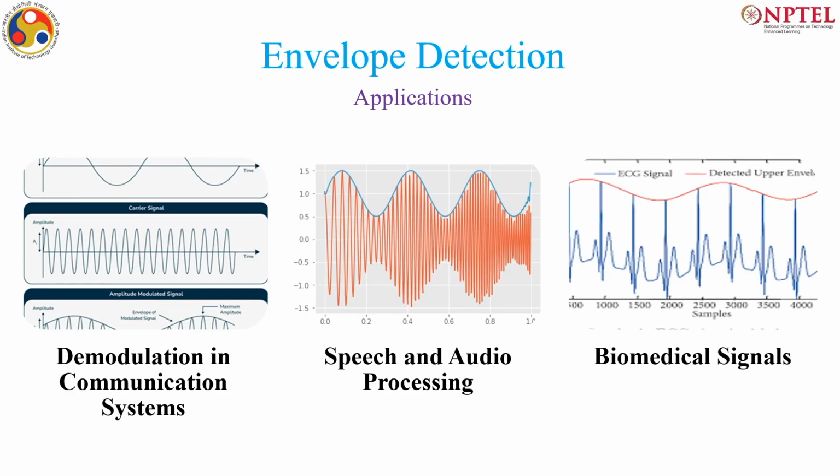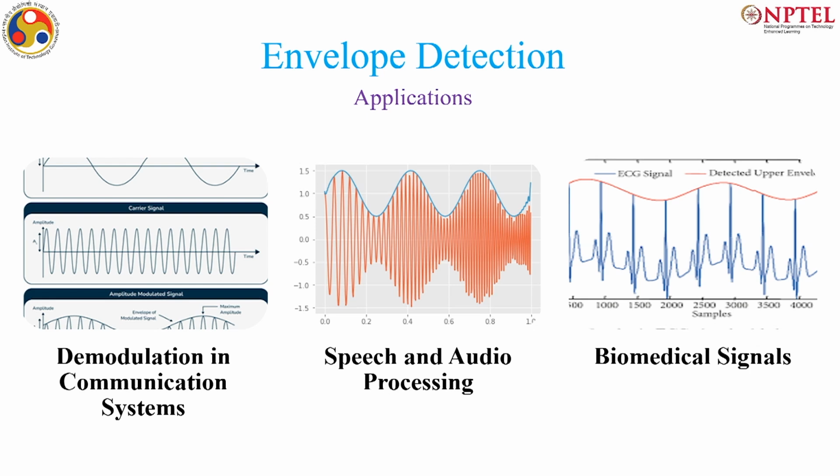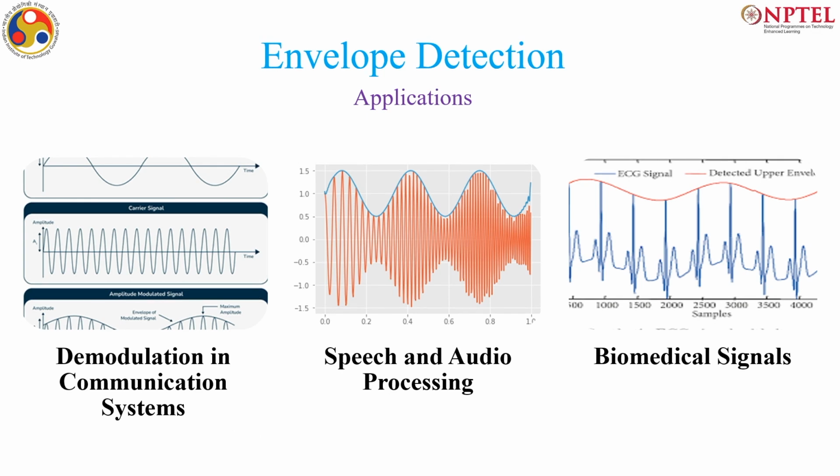In speech and audio processing, the envelope can give a lot of information about the speech signal with respect to the pitch of the signal or some prosodic features of the speech. In biomedical signals also, envelope detection plays a vital role in many applications, like removal of the baseline drift or baseline wander in biomedical signals like ECG. Here you can see the example.